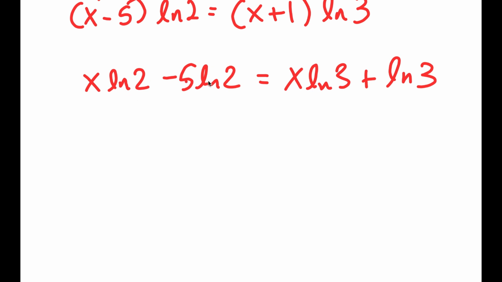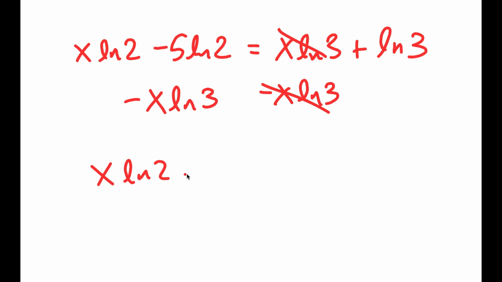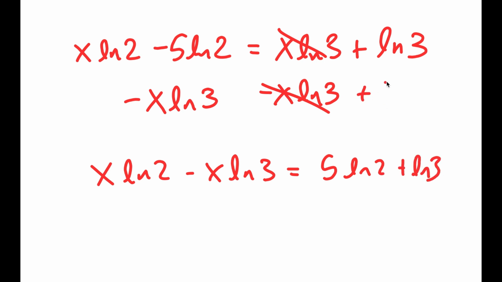Now what we want to do is bring all the terms with x on the same side so that I can factor out x and solve for it. So I'm going to bring x ln 3 to my left hand side, and I'm going to move 5 ln 2 to my right hand side. To do that, I'm going to subtract x ln 3 on both sides. So I get x times ln 2 minus x times ln 3 is equal to 5 ln 2 plus ln 3. I got that by adding 5 ln 2 on both sides.